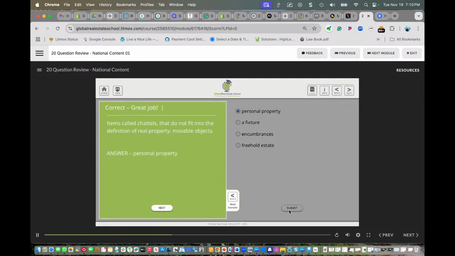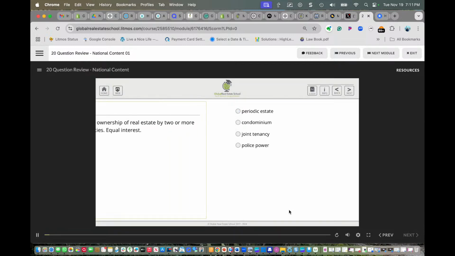A fixture is not personal property. Remember, it's attached. An encumbrance would not be personal property. And of course, the last item there is not as well. So just remember, chattels is also personal property.